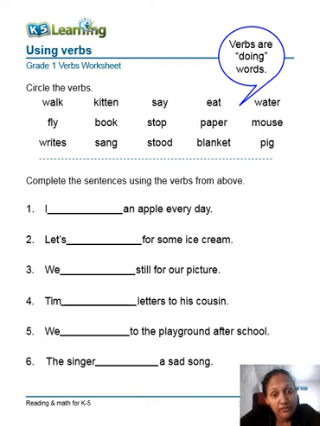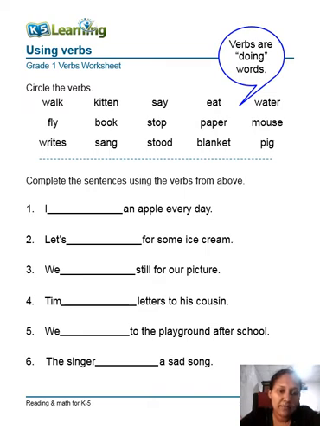Number 5, we blank to the playground after school. We can walk to the playground. Can we fly to the playground? No, we are not birds, right? So we can say we walk to the playground after school. After school, we can walk to the playground.